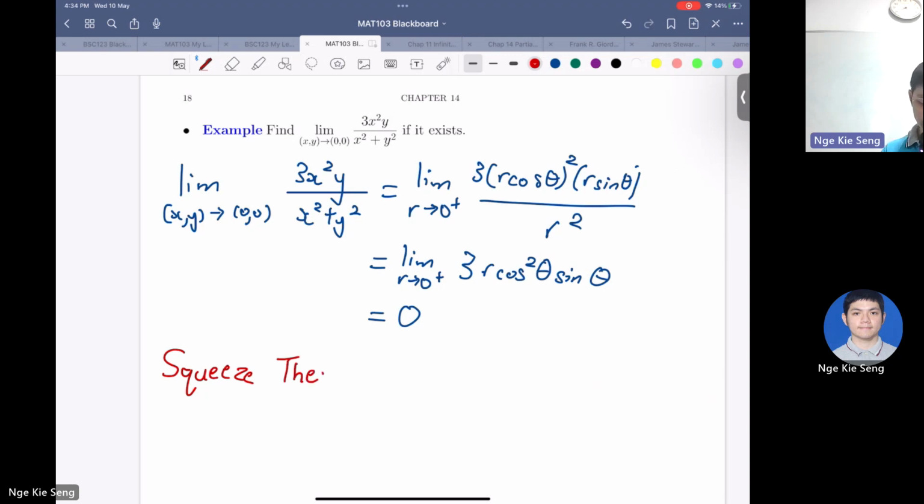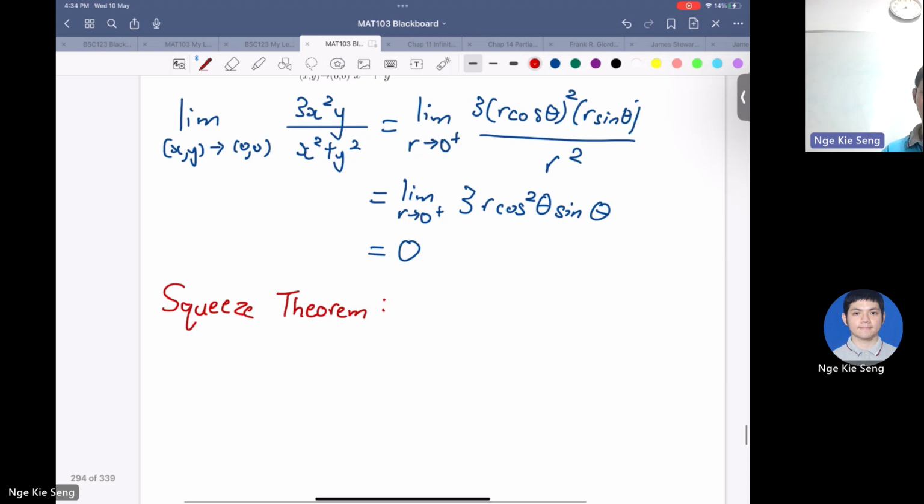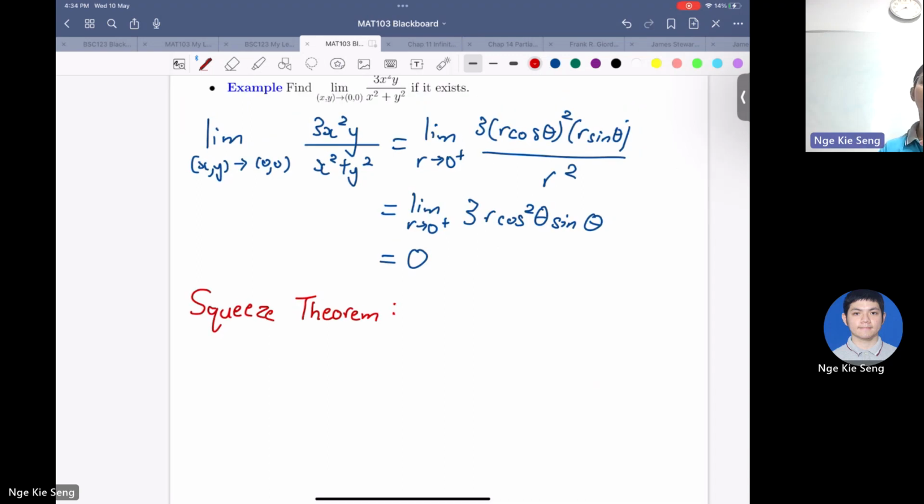So to use the squeeze theorem, you need to make sure the function is squeezed by two functions that limit to the same point. So how do we squeeze it? This function can be squeezed in between 0 and 1 for x squared over x squared plus y squared. First think about this question. Does this make sense? Yeah, it makes sense, right?